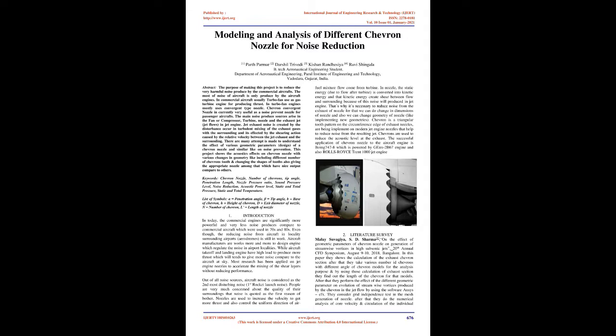1. Introduction. Today, commercial engines are significantly more powerful and produce much less noise compared to commercial aircraft used in the 70s and 80s. Even so, reducing noise from aircraft in localities surrounding airports and aerodromes is still a work in progress. Aircraft manufacturers are working more and more to design engines which regulate noise in airport localities. During takeoff and landing, engines have a high load to produce more thrust, which tends to give more noise compared to the aircraft in the sky.